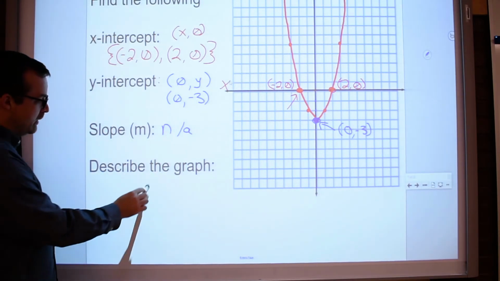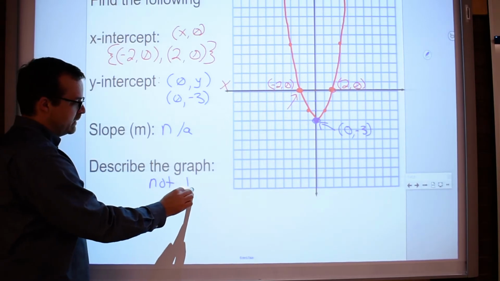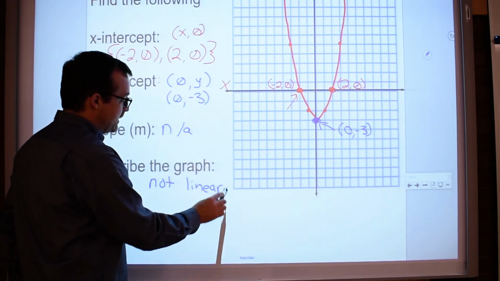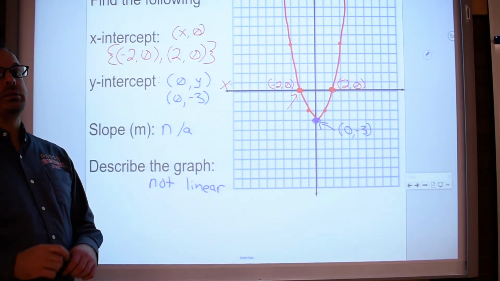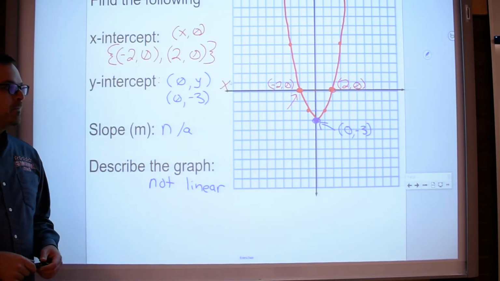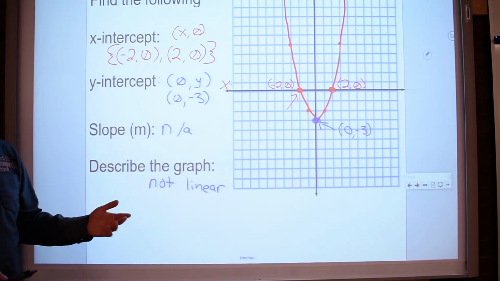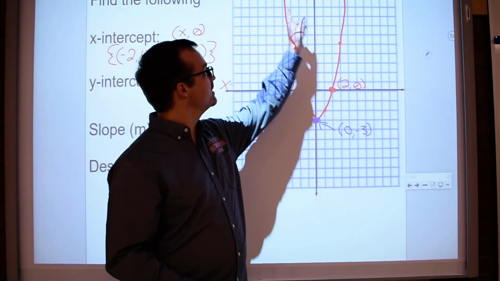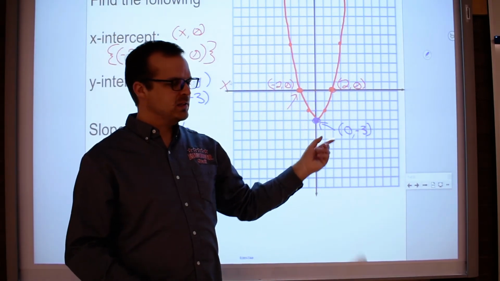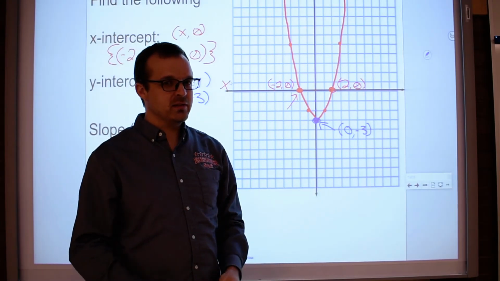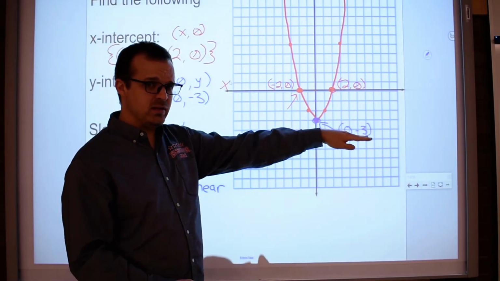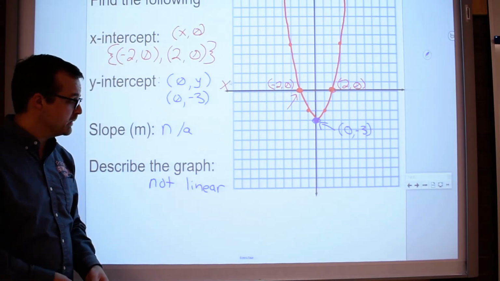Describe the graph. It's not linear, just like we just said. It is actually what we call a parabola, and you'll look into those in 10th grade. We're just going to call it neither. We're just going to call it not linear for now. Is it increasing? Well, it is increasing right here, but it's decreasing right here. So is it increasing, decreasing, constant, or neither? Well, it's not going straight across either, so we're just going to say neither to all of those.